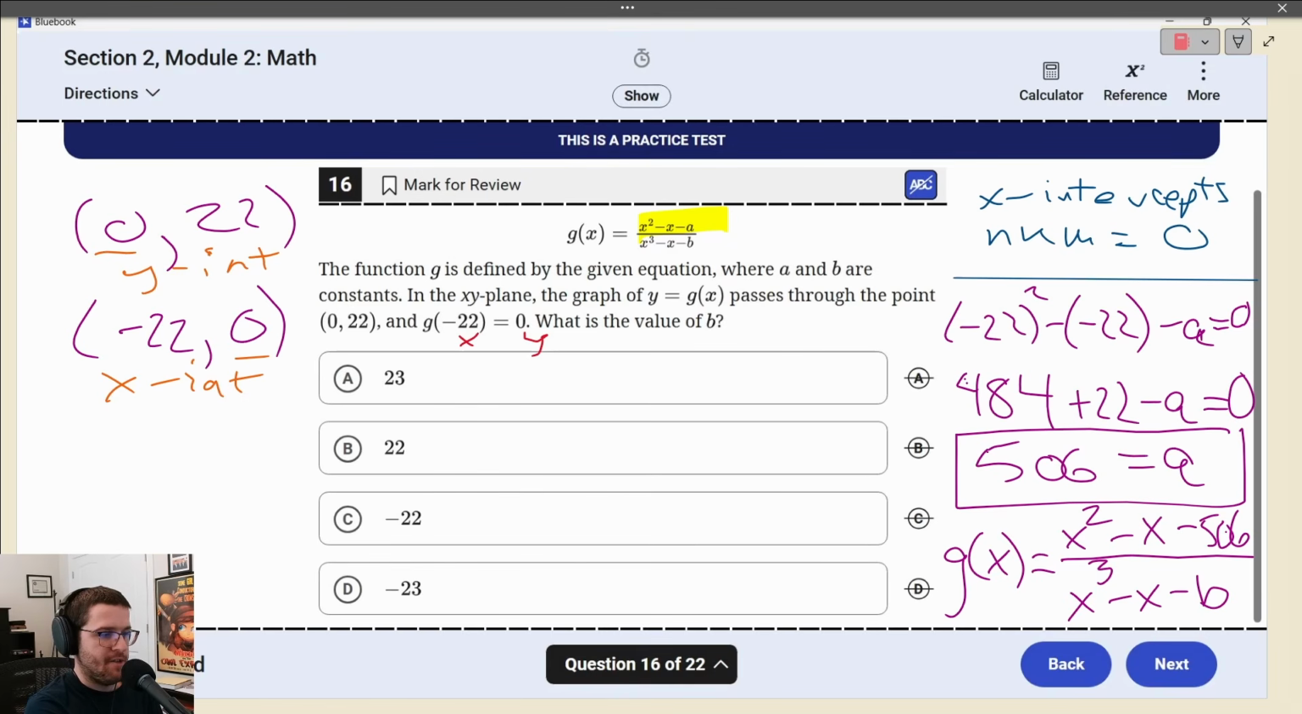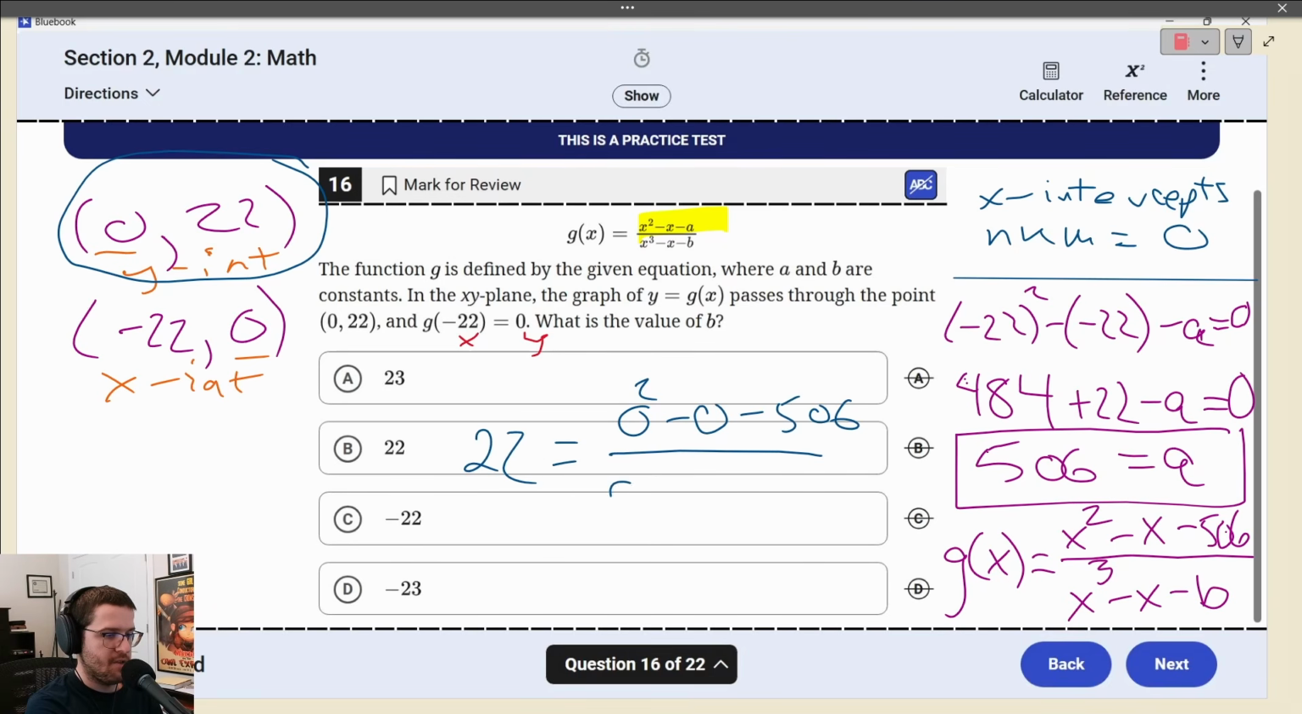So y is, again, coming up here. Y is 22, so we're going to do 22 equals, x is 0, 0 squared minus 0 minus 506, and then 0 cubed minus 0 minus b. And 0 squared minus 0 minus 506, that's just negative 506, over 0 cubed minus 0 minus b, that's just negative b, because all those things at the beginning are just 0, right? These two negative signs actually very nicely cancel out.